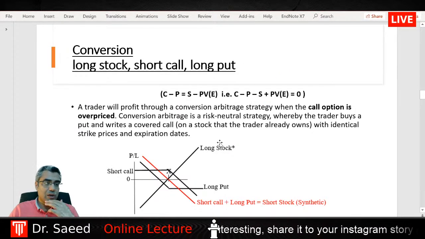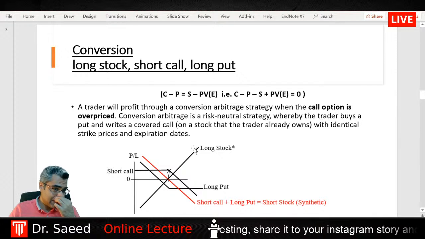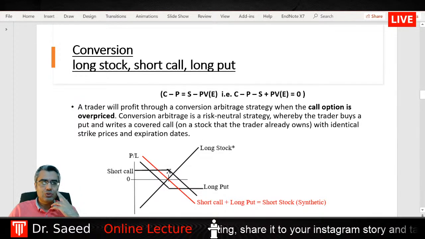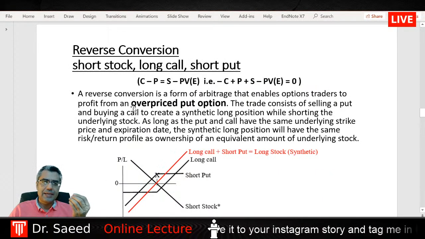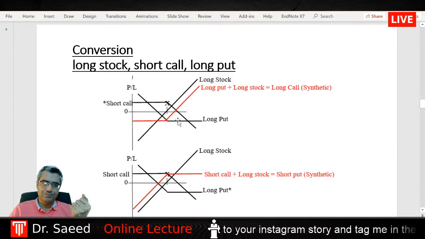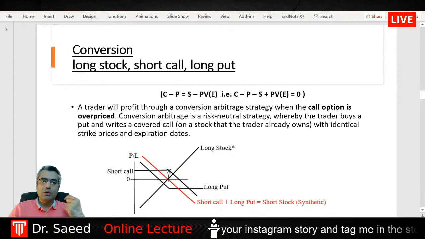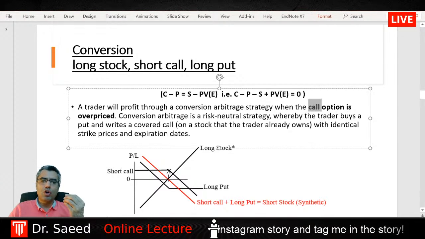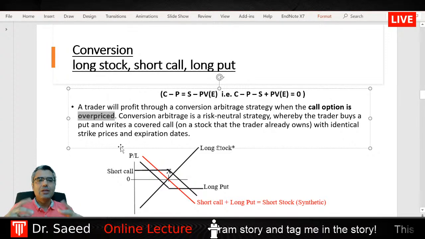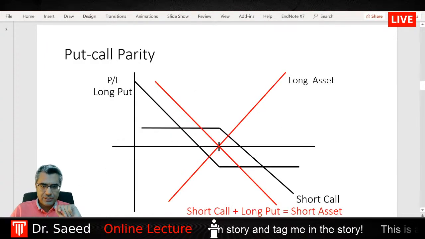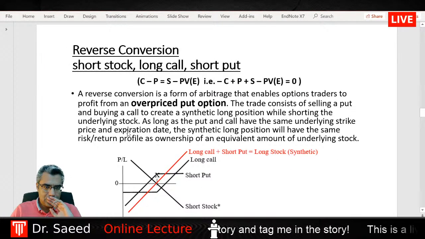Okay, before I give you an example, there are two main strategies for this case, which are called conversion and reverse conversion. So for conversion, when your call is overpriced, we name it conversion. Actually, let me first tell you how we do it.